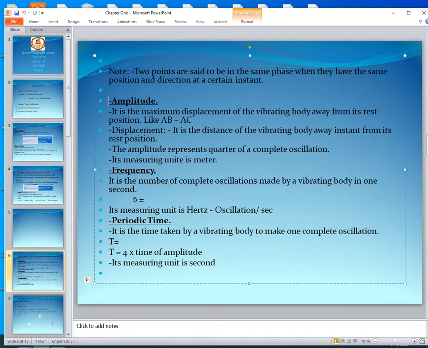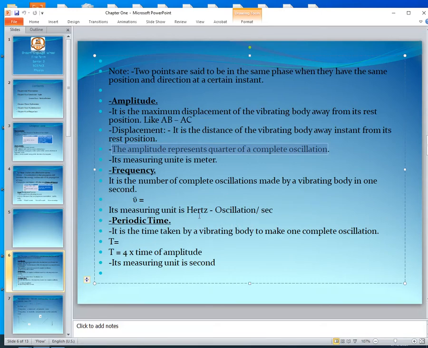And as we discussed before too, the amplitude represents a quarter of a complete oscillation. Why is it a quarter of a complete oscillation? Due to, we said, the pendulum starts moving from rest to B, then returns to A again, and moves from A to C, and returns from C to A. How many amplitudes did we make during the journey? Try to count with me.